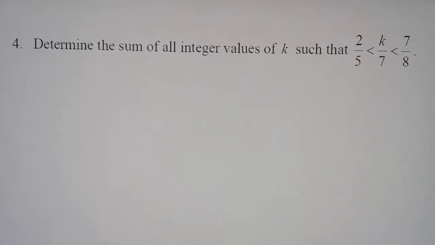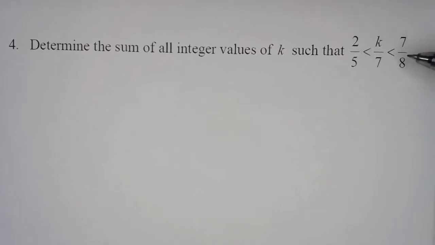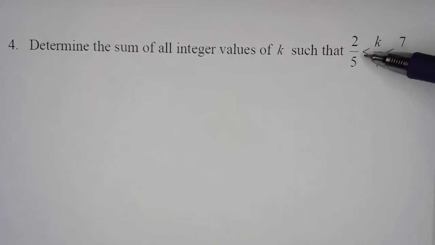In this problem, we want to determine the sum of all integer values of k such that 2/5 is less than k over 7, which is less than 7 over 8. Now, this problem is rather awkward because we can multiply away all the different denominators, but what we end up with is a coefficient in front of k, and then when we try to get rid of it, we're back to fractions again.